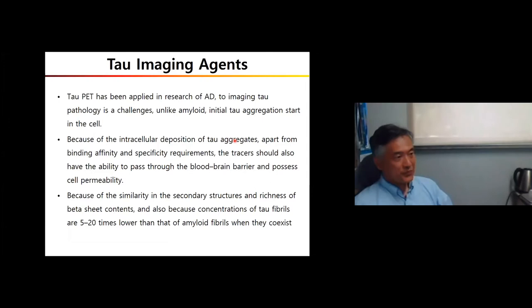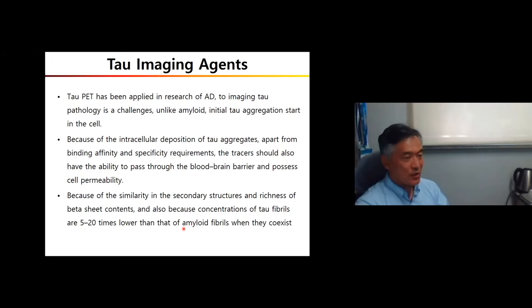So I think that a planar but distorted structure can show the tau flux in the living human brain, and we have to consider several factors of the tau imaging agent. The tau imaging agent should pass through the cell membrane, also the BBB, and we have to consider that the amyloid plaque has a higher concentration in the brain, because the concentration of the tau fiber is 5 or 20 times less than the amyloid plaque.